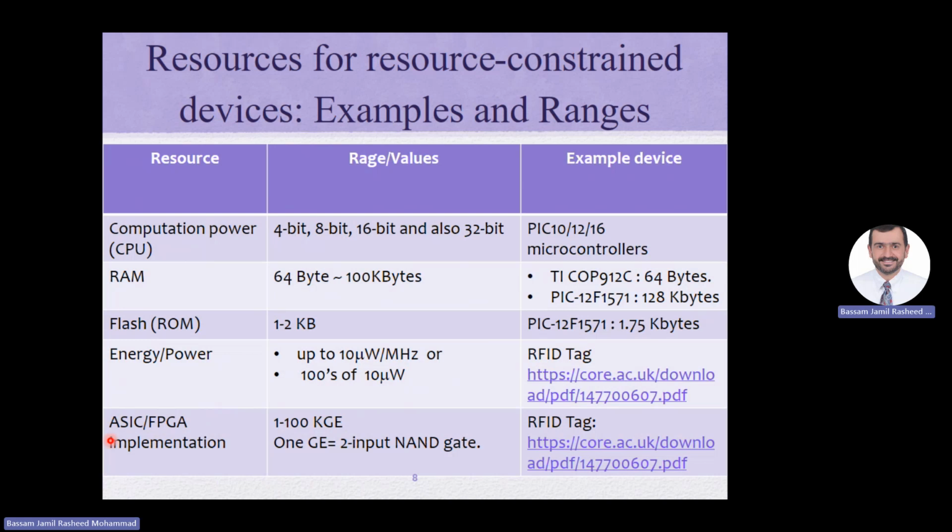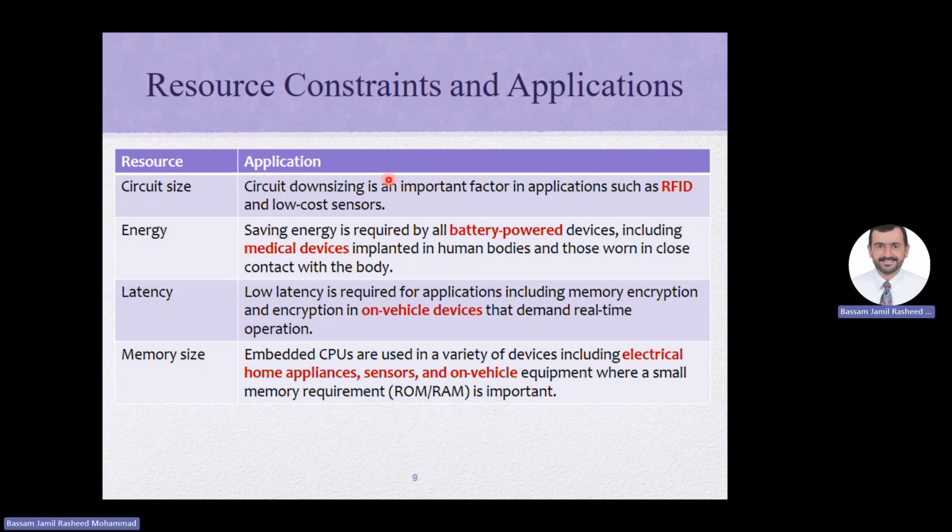If we implement them in this solution in an ASIC and FPGA implementation, they typically have a limited number of gates, because a resource constrained device by definition has a limited number of transistors. So these numbers give me an idea of what a resource constrained device is, and these are examples of such devices. Now, resource constraints and applications: for example, if we are dealing with an RFID device, in this application circuit downsizing is an important factor because they are tiny devices.